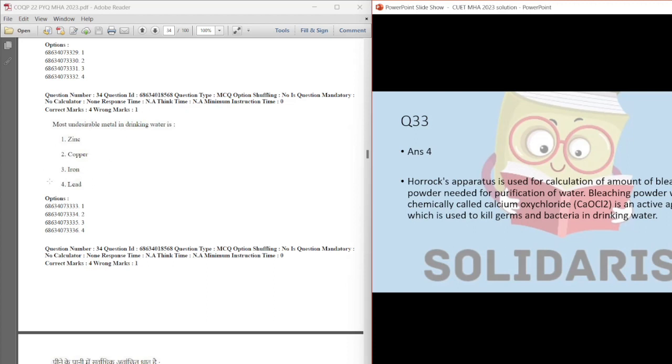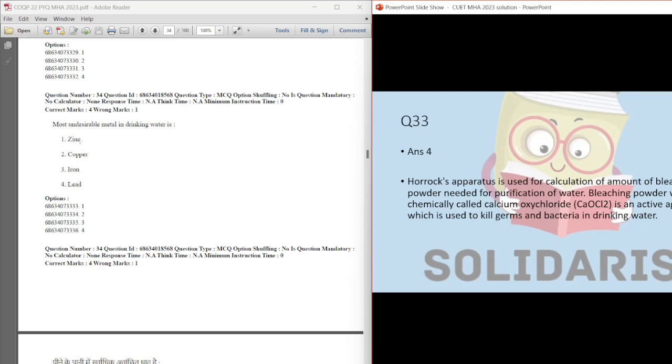Among all of these options, zinc is needed in our body, copper is needed in our body. These two are micronutrients. Iron is needed in our body also for hemoglobin. Only lead is not needed in our body, even in the least amount. We can survive without having lead inside our body, not even in micronutrient amounts. So this is the right option. All these other metals we need in some amount in our body.